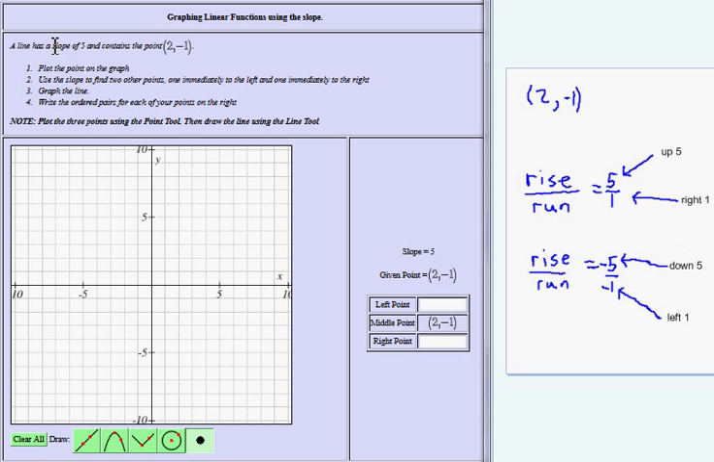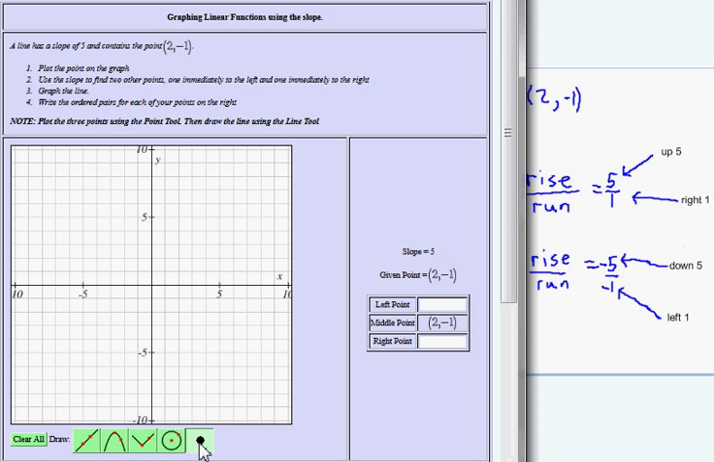In this problem, we're given a line with a slope of 5, and it contains the point (2, -1). The first thing we're to do is plot the point using the point tool located down here. Click it. Plot the point (2, -1) by starting at the origin, moving 2 units in the positive x direction, 1 unit in the negative y direction.